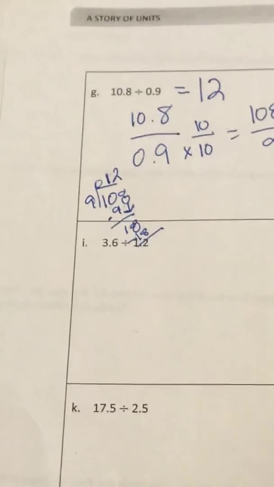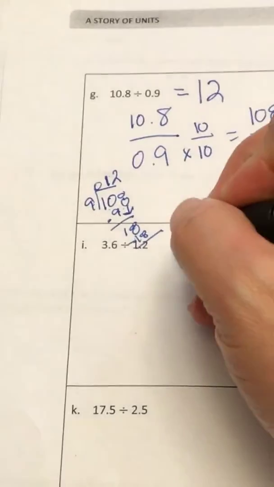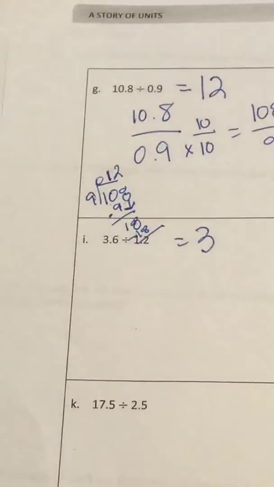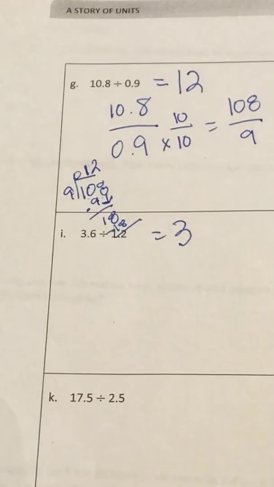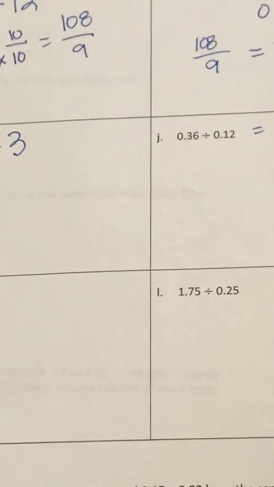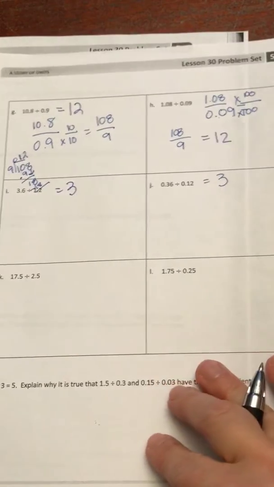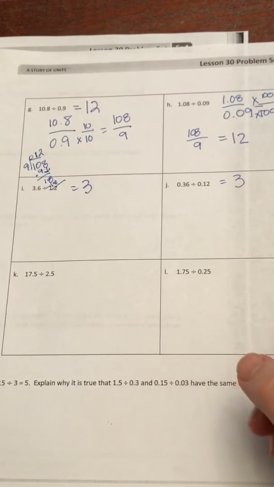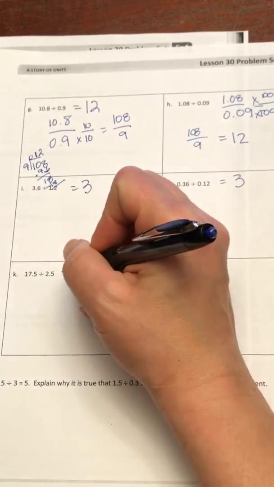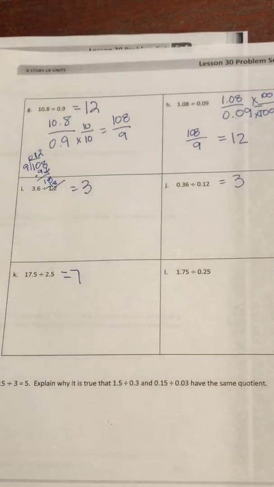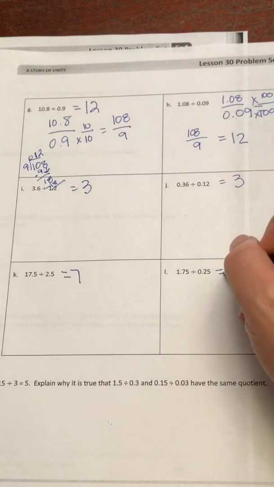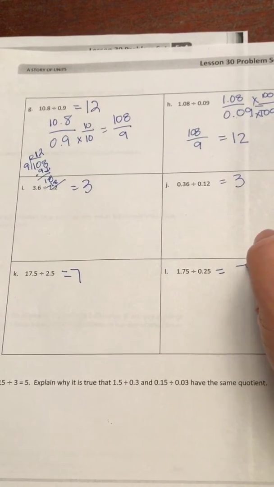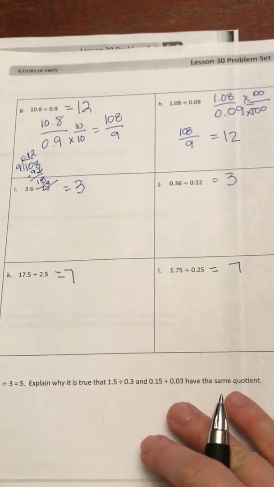The answer for I is 3. The quotient for J is also 3. Sorry, let me zoom out there a little bit for you. The quotient for K is 7. And the quotient for L is also 7.